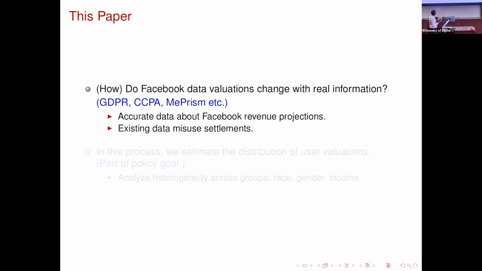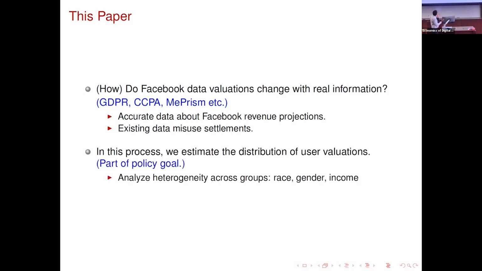And in this process, we also look at the distribution of valuations and analyze heterogeneity across different groups, more specifically race, gender, and income. So do we see heterogeneity in valuations across these three groups, and heterogeneity also in updating of valuations across these groups once you're provided with real-world information? So this is basically what we do.